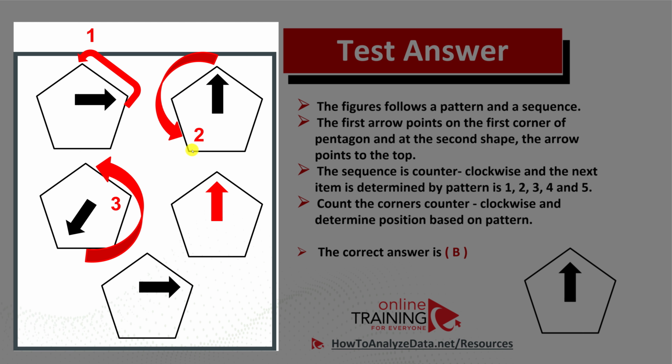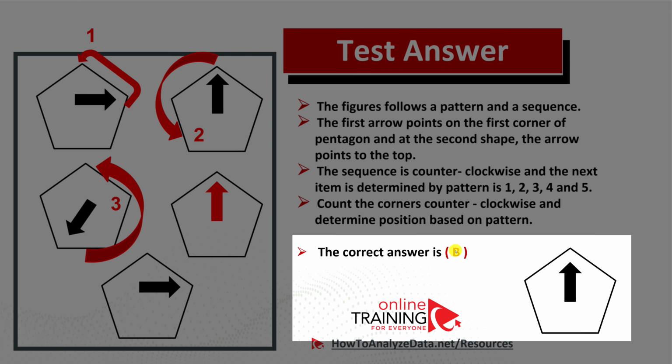As you continue moving, your next move would be to jump through 3 corners of the pentagon, and you will be at 12 o'clock. And this is the position of the arrow we're trying to determine. So the correct answer here is choice B, pointing at 12 o'clock.